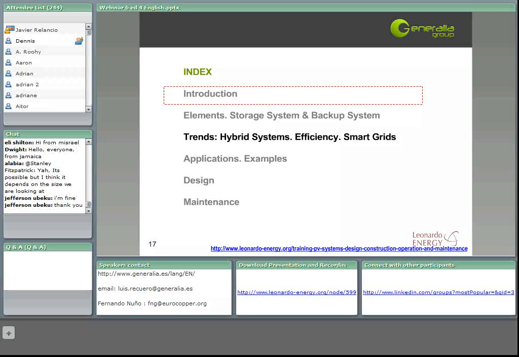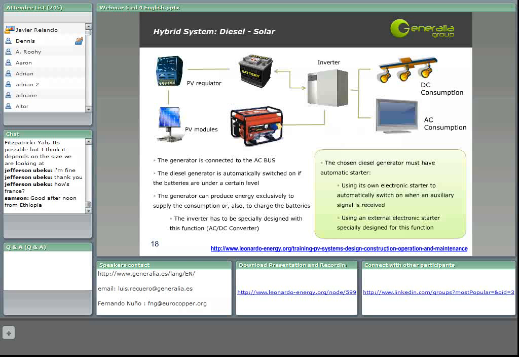Okay, so welcome back to everybody. We are going to continue with this last webinar session. Now, as I was saying, we are going to talk about the nowadays trends for this type of systems. We are going to start with the hybrid systems with diesel energy and solar energy. Here you have a diagram on how these kind of systems work.